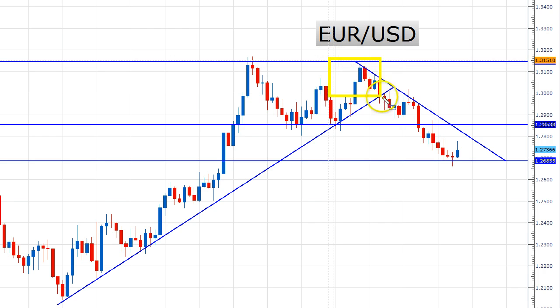Right here, when it got up in this area, we had this ascending wedge because there was this horizontal level here and it was coming up into that, and it was forming this ascending wedge where it seemed like euro dollar might actually break out of the top here and make much higher highs.